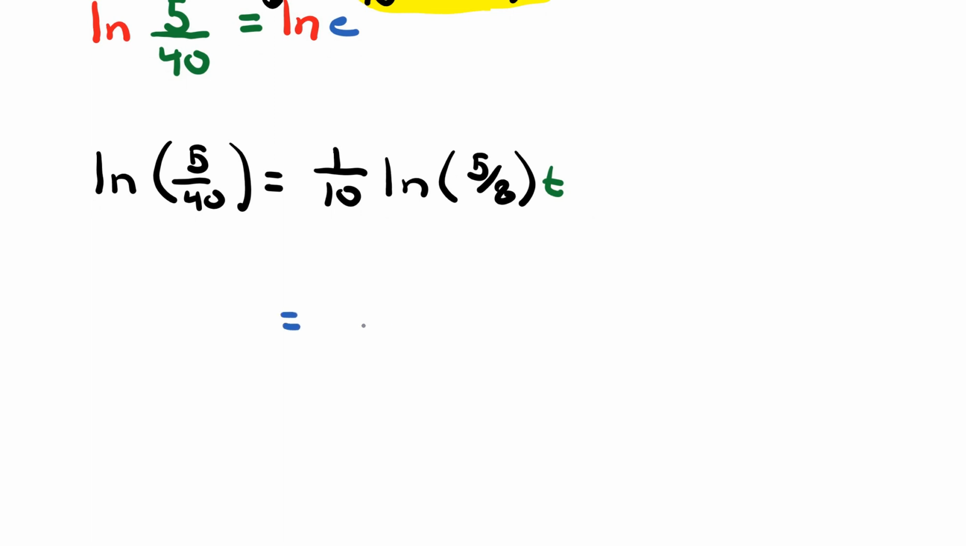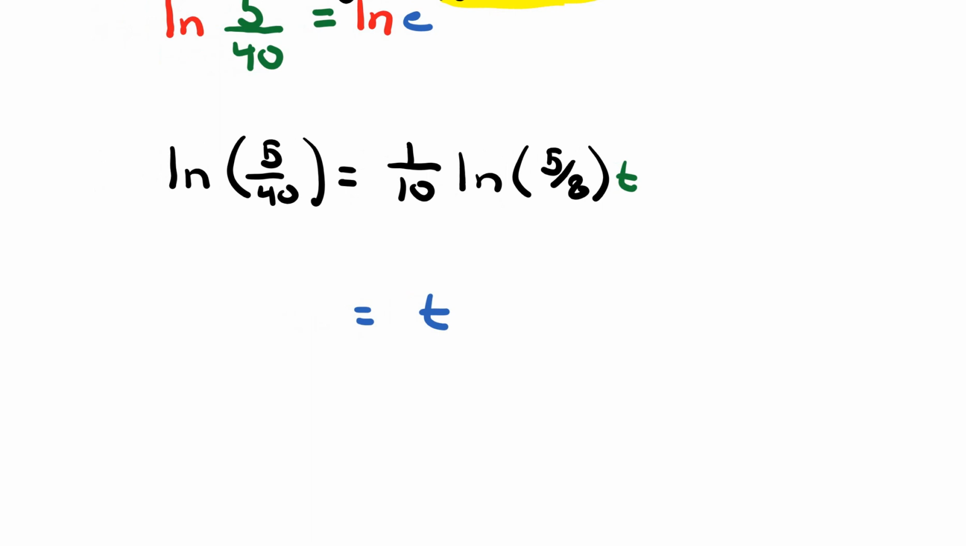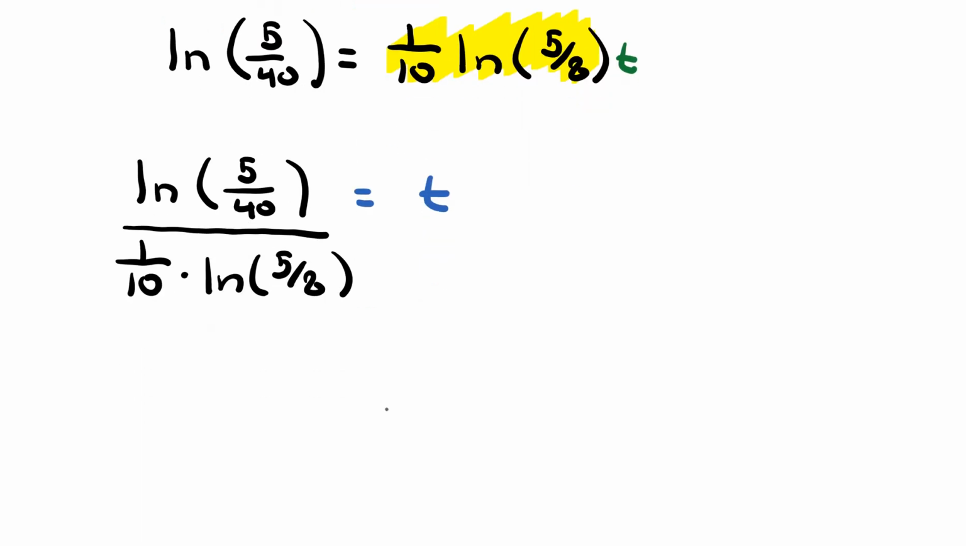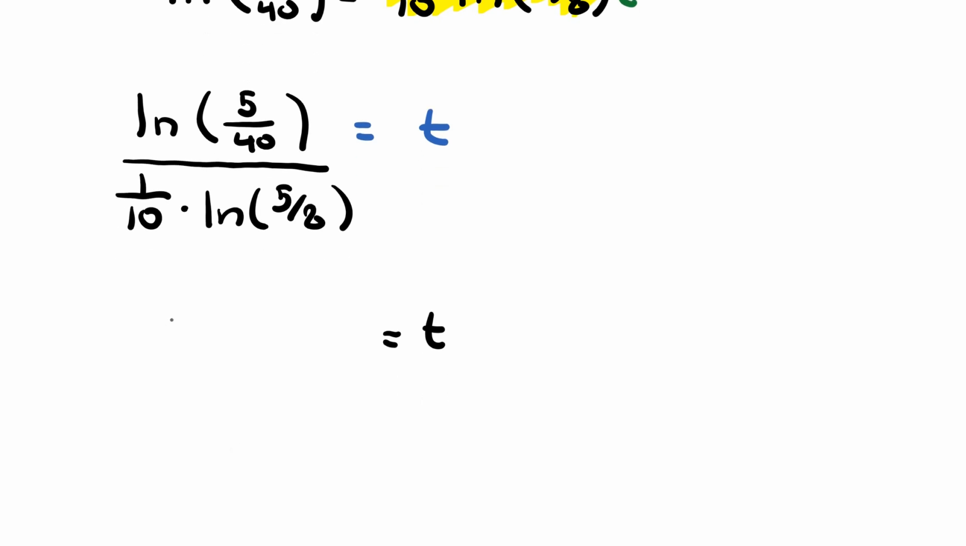Okay, so if I solve for t, I need to divide the left-hand side by this long expression right here, and this is really a massive ugly number. So ln of 5 over 40 divided by 1 over 10 times ln of 5 over 8. If you go to your calculator and plug all that in, you should get an answer of 44.243 minutes.